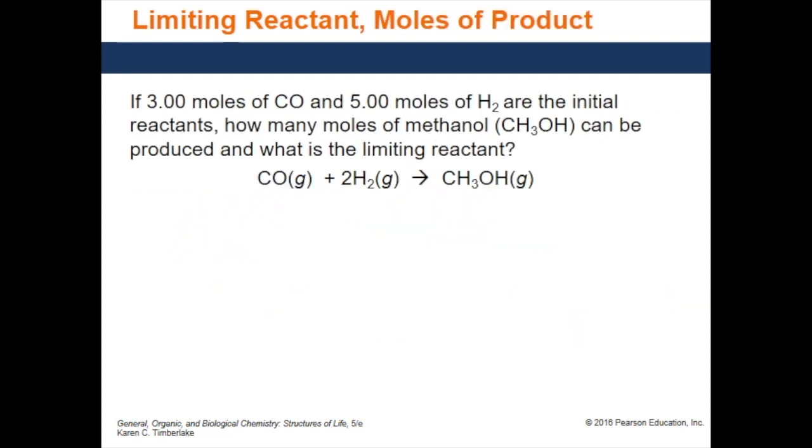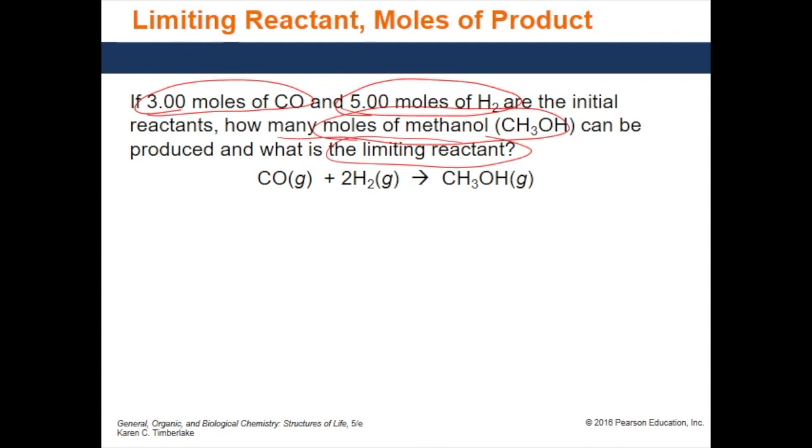How would the question look? The question would look something like this. If 3.00 moles of carbon monoxide and 5.00 moles of hydrogen are the initial reactants, how many moles of methanol can be produced and what is the limiting reactant based on this reaction that is given to us? So what is given to us in the question? 3 moles of carbon monoxide, 5 moles of hydrogen. The question is asking how many moles of product will be produced and which is the limiting reactant. Whenever both reactant amounts are given to you, it automatically means this is a limiting reactant question.